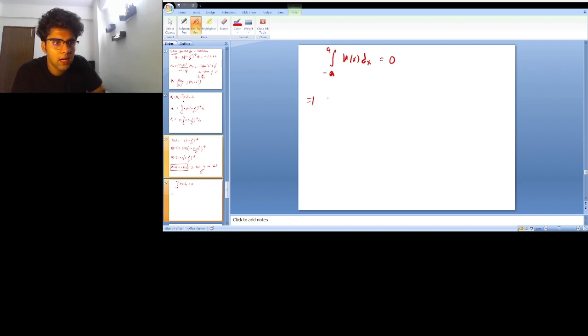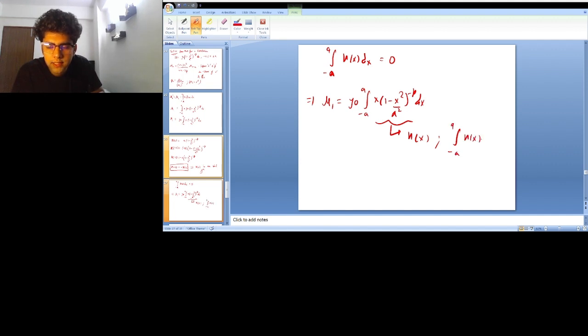So this implies that my mu1, which is my mean, is equal to y0 into the integral from minus a to a of x (1 minus x square upon a square) to the power minus p dx, and this whole term is equal to hx, and we know that the integral from minus a to a of hx dx is equal to 0. This implies that mu1 is equal to y0 into 0, which gives me 0. So my mean is 0. Just remember this point, my mean is 0.